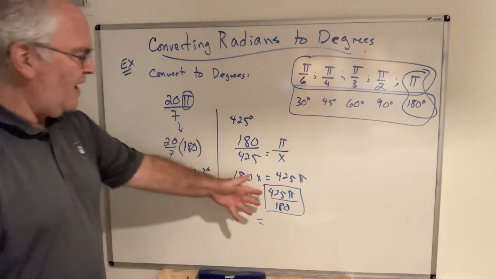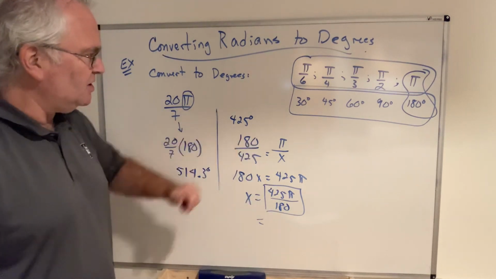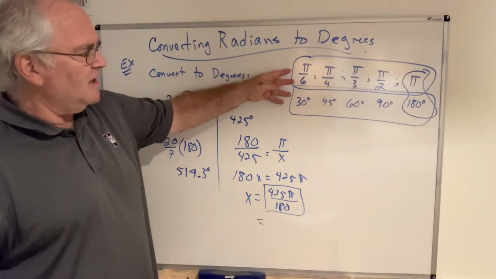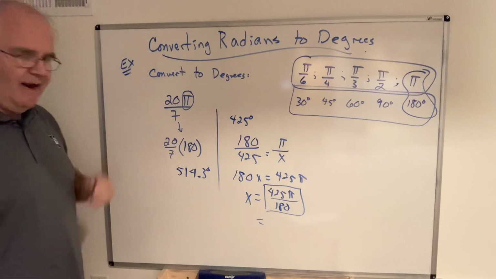So from degrees to radians is straightforward. Set up the proportion. But from radians to degrees, find it as a multiple of one of these special angles, and then multiply it out with your calculator.